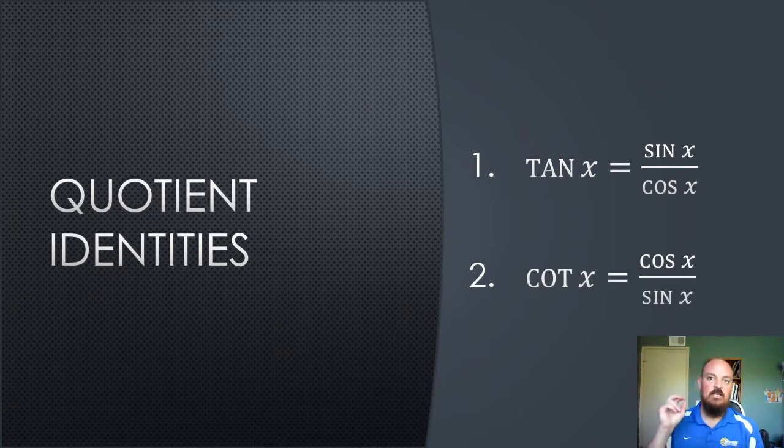It's basically taking tangent, being sine over cosine, and then going back to our reciprocals and saying, well, if tangent and cotangent are reciprocals, then I can just take that sine over cosine and flip it and get cosine over sine. So that's why cotangent ends up equaling cosine over sine.